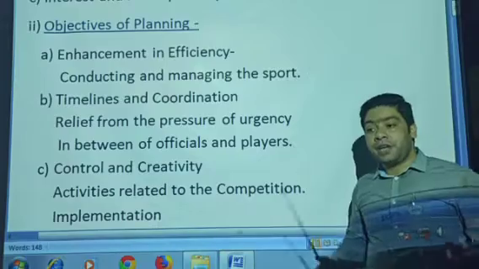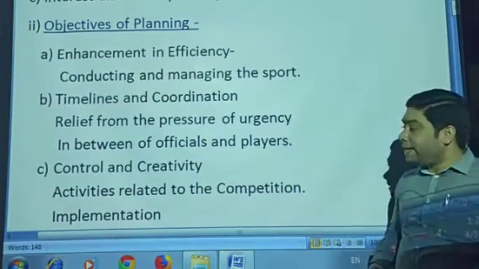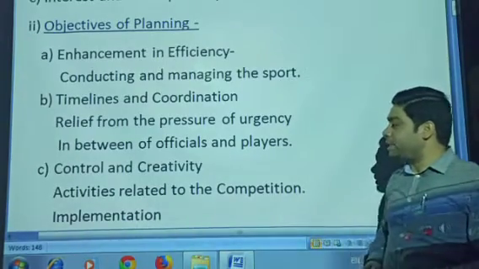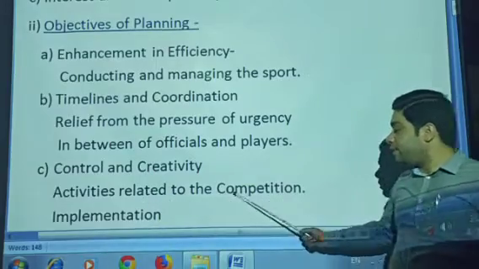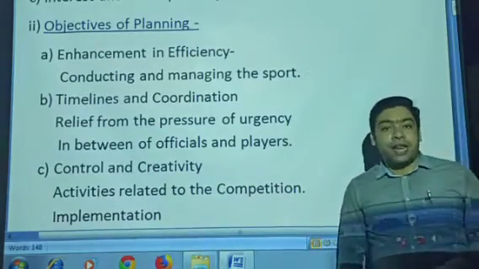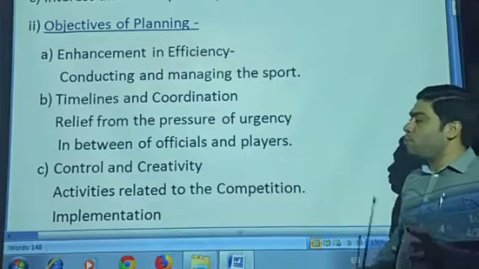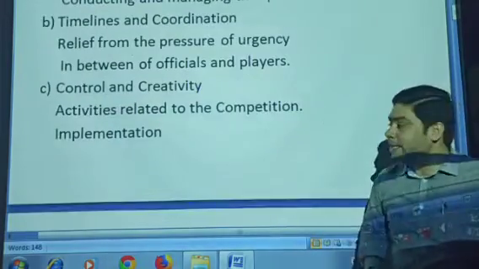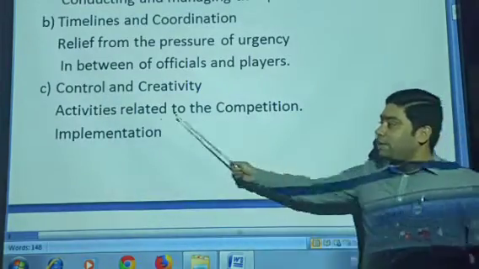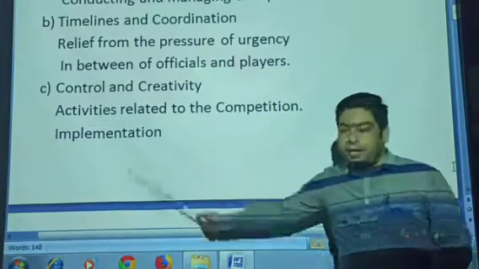Now the third one is control and creativity. That means when we are in the game as a sportsman, at that time we control our mind and our activities, and this is related to the competition. Whenever we control our mind, we stay cool and think about new activities. At that time, we do creativity and its implementation.